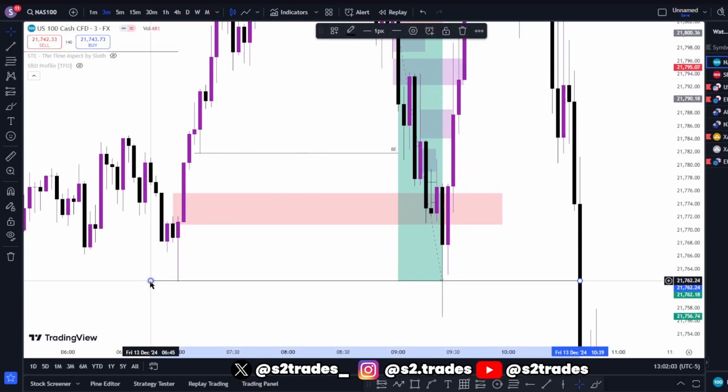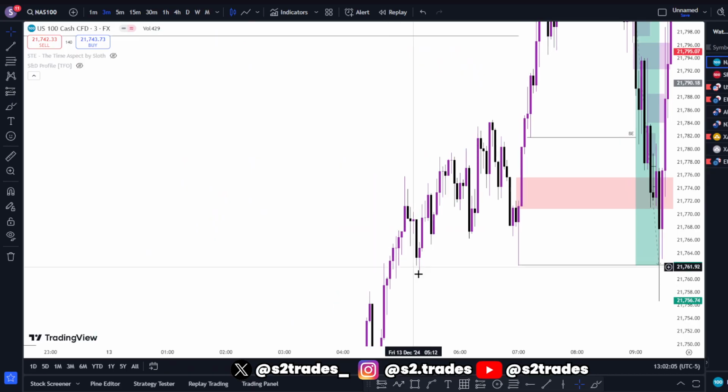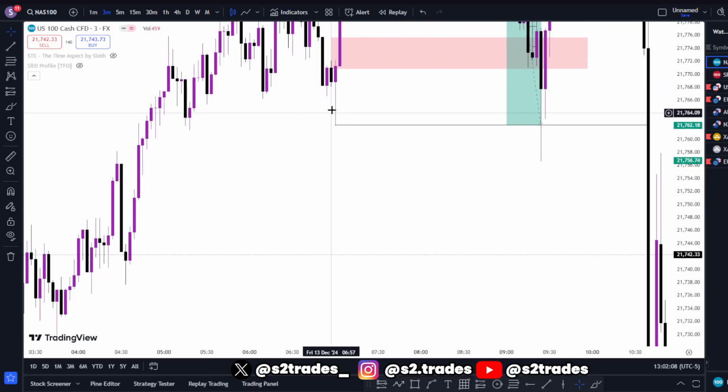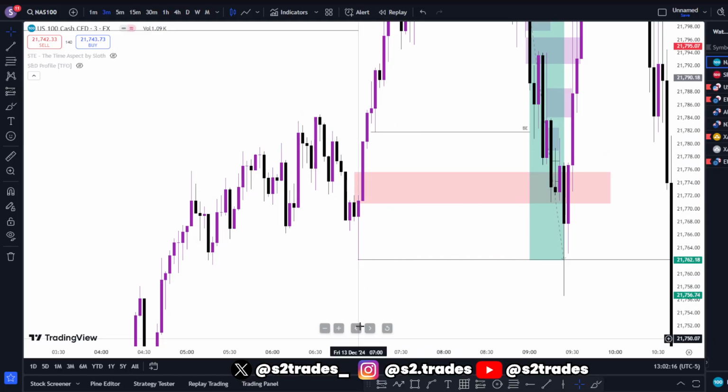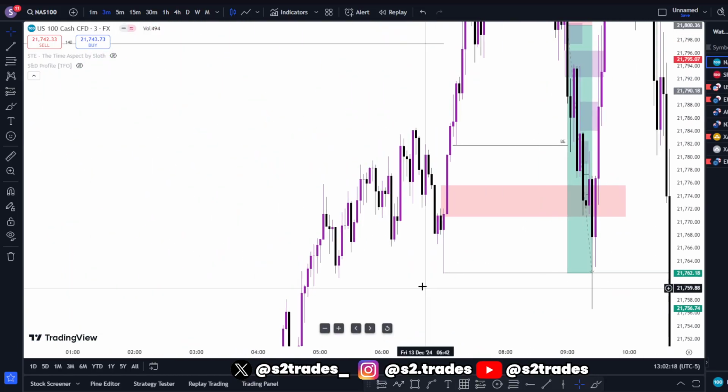And what was the obvious draw on liquidity? It was this. Look how obvious that is. That couldn't be more obvious. And as you practice trading, you'll start to see why that was an obvious draw on liquidity, right? Because somebody might have taken profits here or waited for it to go down there.